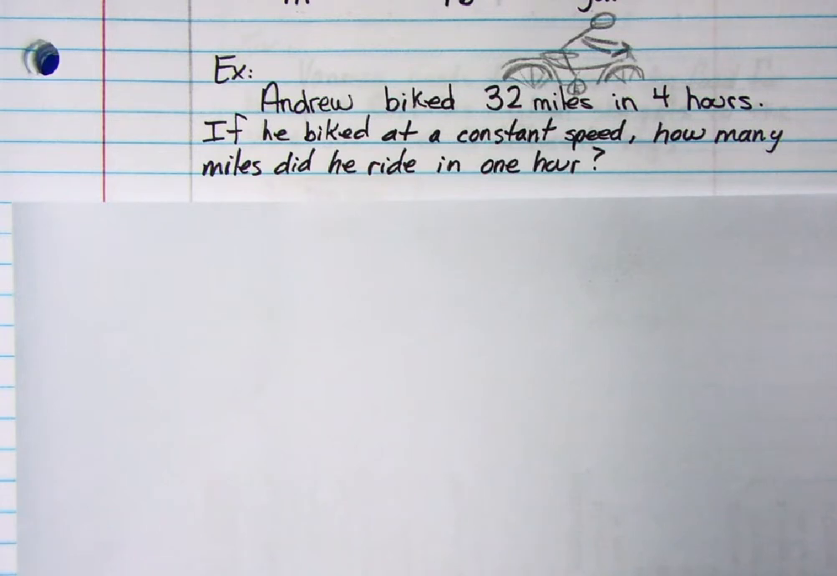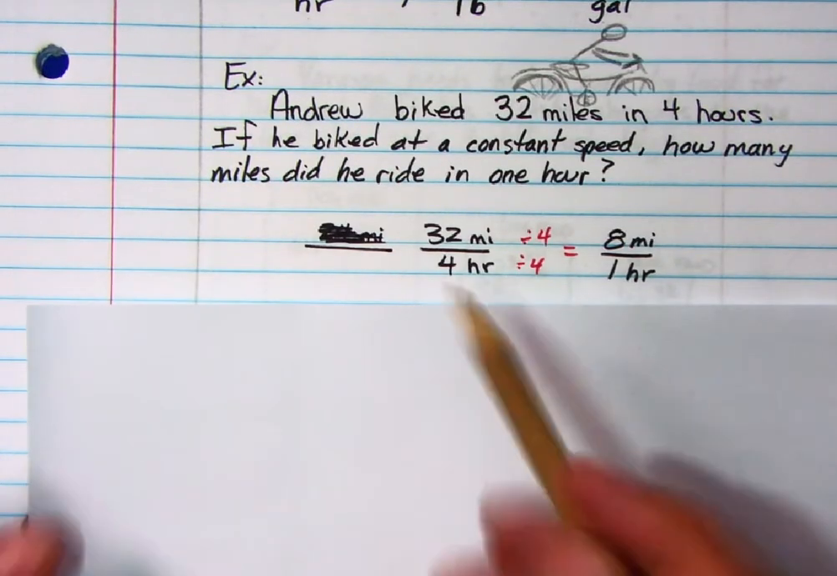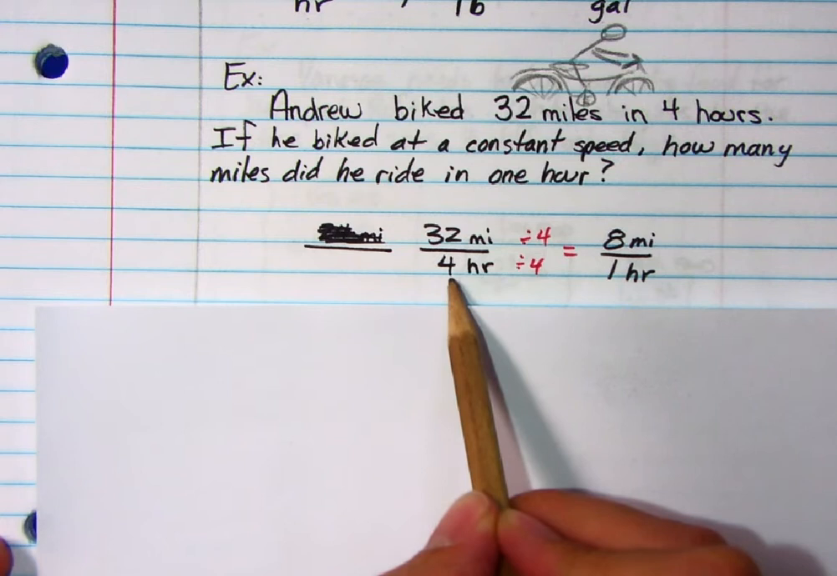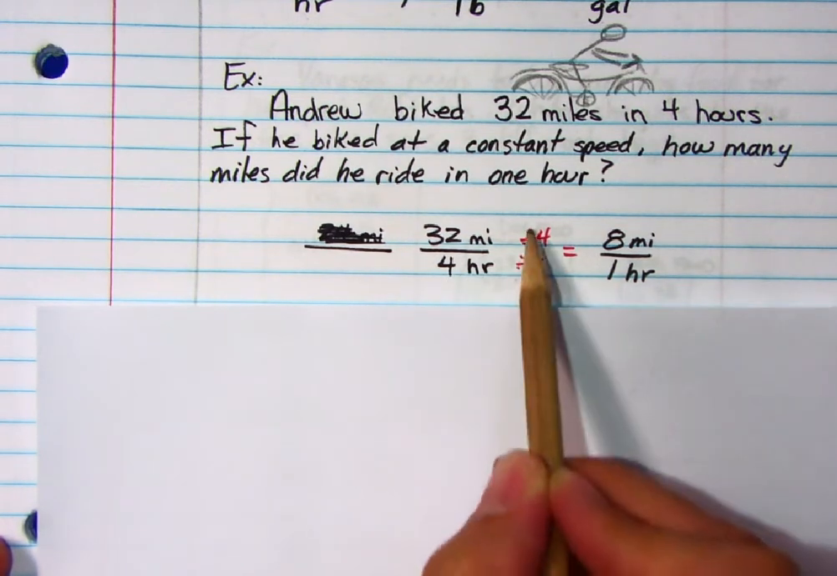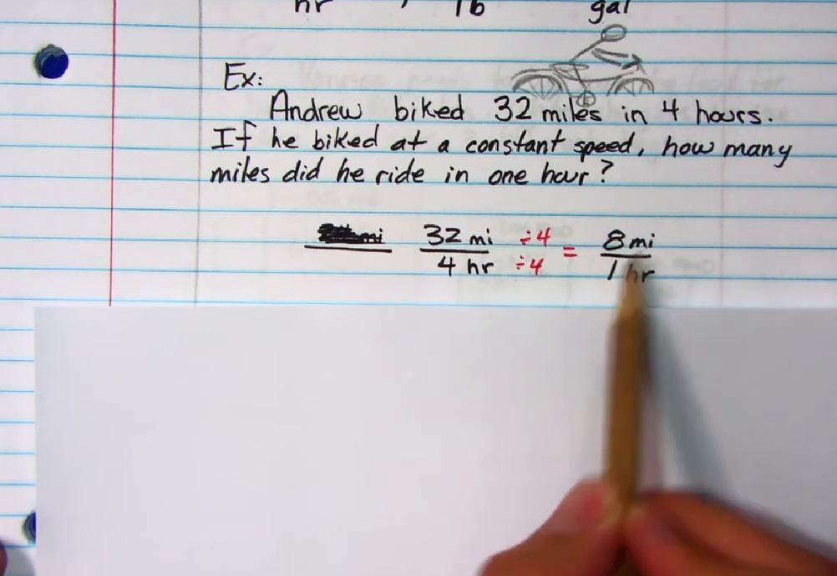So Andrew the other day went on a long bike ride. He biked 32 miles in 4 hours. If he biked at a constant speed, how many miles did he ride in 1 hour? That's the question. So let's take a look. Well, if I have 32 miles in 4 hours and I want to make my denominator a 1, I divide both by 4. If I divide both by 4, I end up with 8 miles in 1 hour.